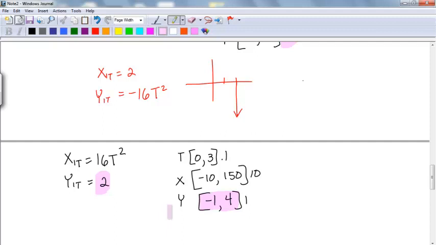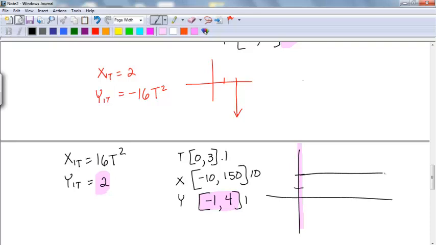Okay, so let's change our equations to 16t squared and 2. Then you have to change your window. 0 to 3.1 still. Change your x min to negative 10, and my x max is 150. X scale 10. My y min I want negative 1 to 4, scale 1. Now this should show horizontal motion. And this one is showing horizontal motion at y equals 2, going this way.